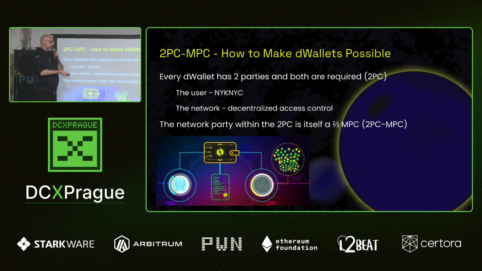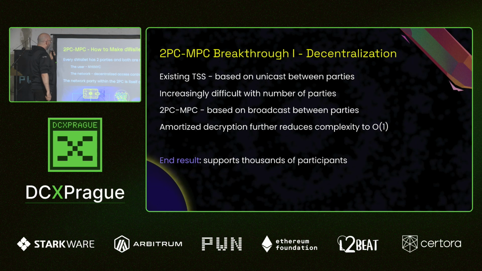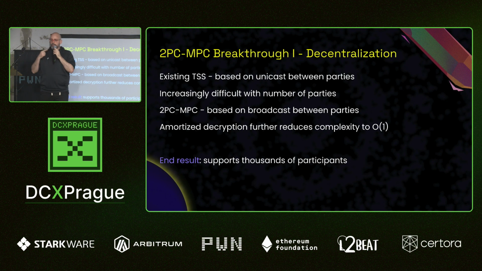This algorithm allows for the D-Wallet to happen that way, and we'll talk through 3 major breakthroughs and why they enable the concept of D-Wallet. So we talked about 3 problems, right? Decentralization was the first one. Existing MPC algorithms are based on unicast between parties. So the communication between the parties in MPC means that every party needs to talk to every other party, right? So the more parties you add, that becomes quadratically more complex.